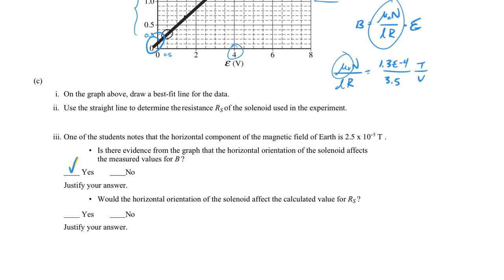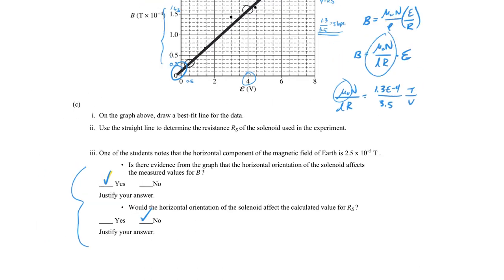Would the horizontal orientation of the solenoid affect the calculated value for RS? No. The calculated value for RS is based on the slope. Because it's based on the slope, not the y-intercept, the slope would be the same whether we had this offset due to the Earth's magnetic field or not. It would just shift all the points up or all the points down. So that would not affect my value for R. I bet these were only worth a couple of points. Alrighty.